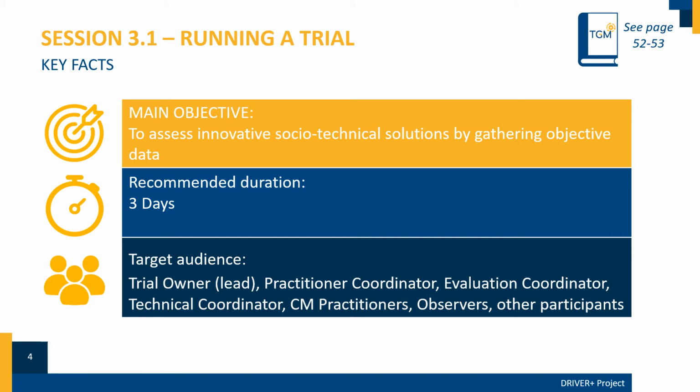The main objective of this phase is to assess innovative socio-technical solutions by gathering objective data. Executing a trial takes around 1 to 5 days. A trial is the final stage of the execution phase, and many roles are involved, such as the trial owner as the director of the trial, the practitioner coordinator, the evaluation coordinator, the technical coordinator, crisis management practitioners, observers, and others involved in making the trial happen.